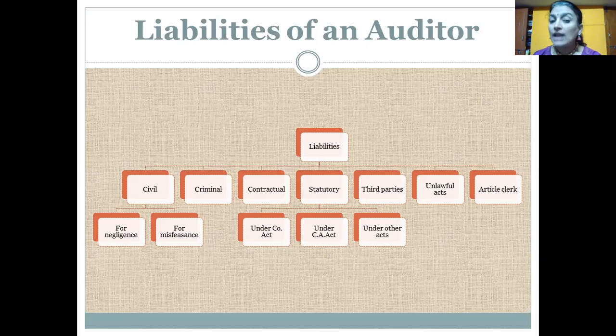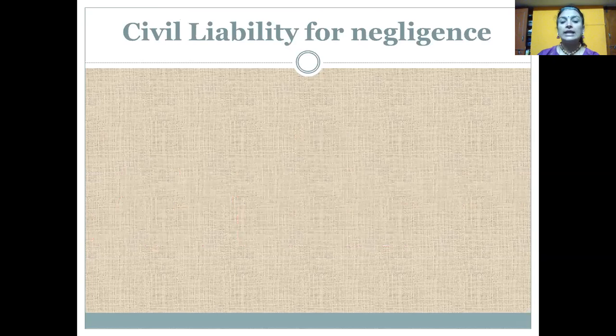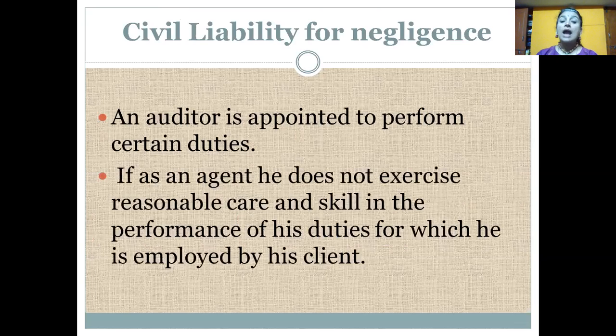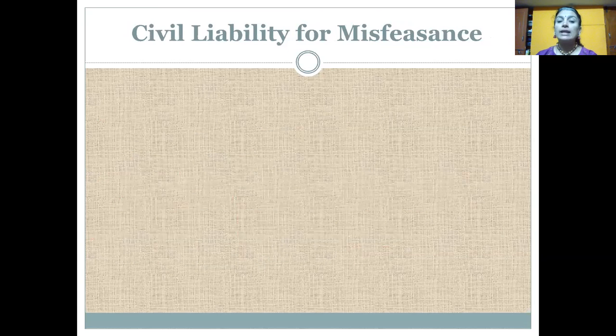First thing is civil liability, which is of two types: civil liability for negligence and civil liability for misfeasance. First, let us understand civil liability for negligence. The very word tells you that negligence is being less careful. The auditor is appointed to perform many duties. If as an agent, he doesn't exercise reasonable care and skill in the performance of his duties for which he is employed by the client, then it is called liability for negligence.